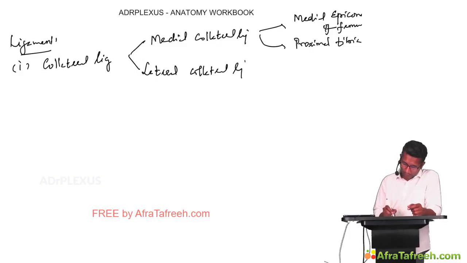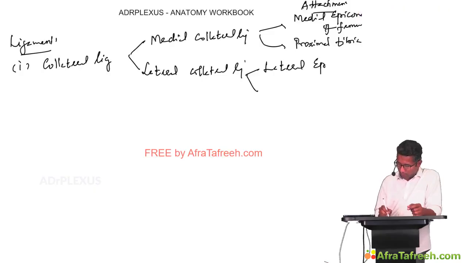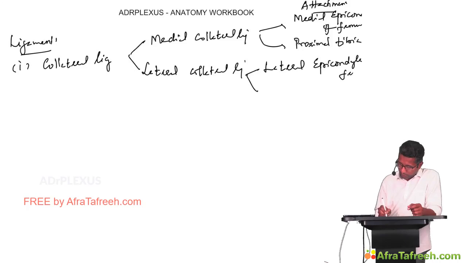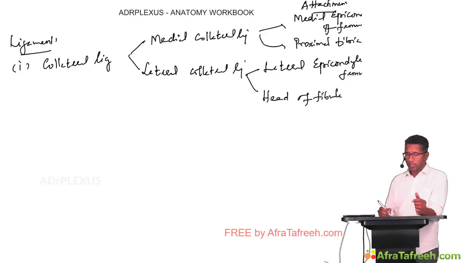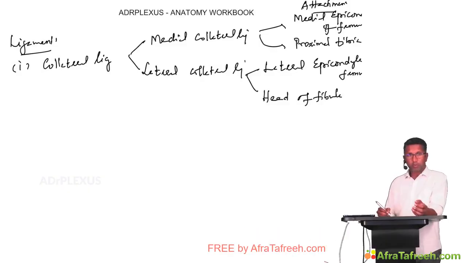And where does the lateral collateral ligament attach? The lateral collateral ligament is attached to the lateral epicondyle of the femur. And where is it attached distally? It is attached to the head of the fibula. So the medial collateral ligament supports the joint on the medial side, and the lateral collateral ligament supports the joint on the lateral side.